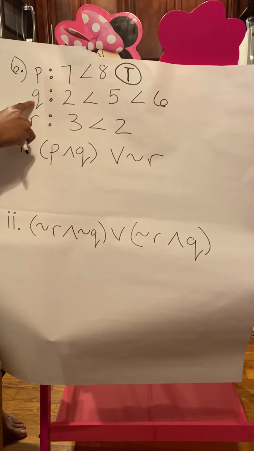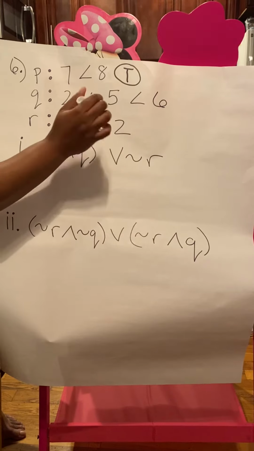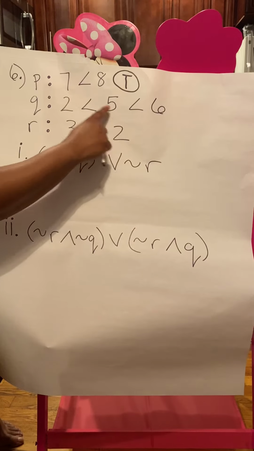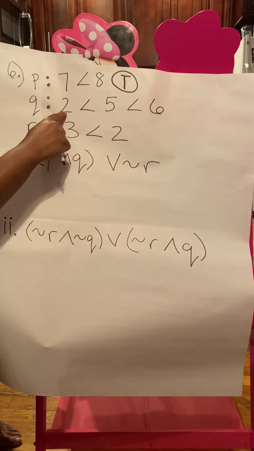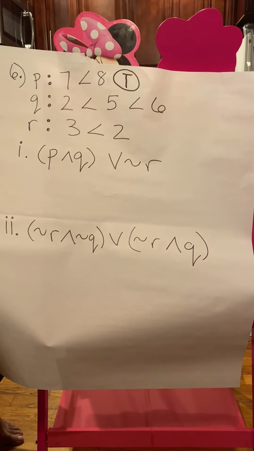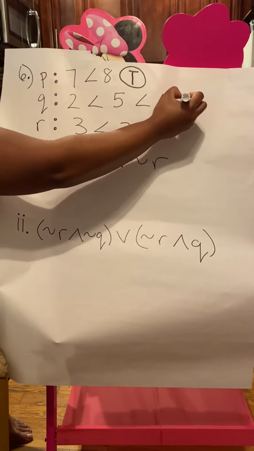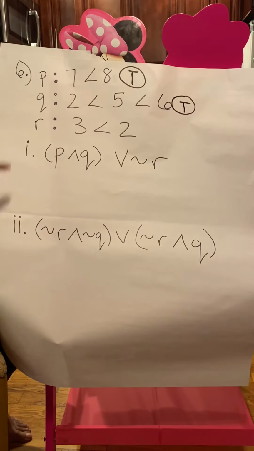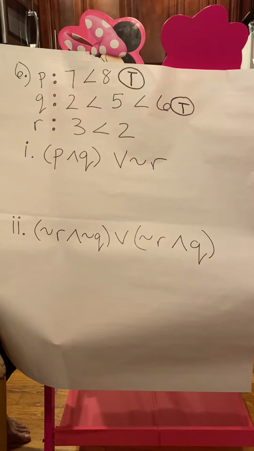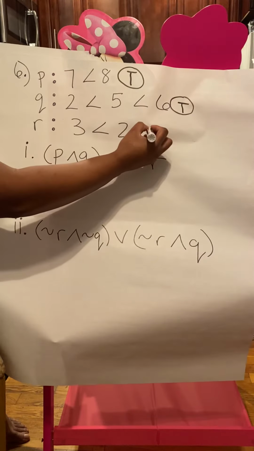Okay? Q says that whenever we have a double inequality, we always read from the middle number. So this says 5 is greater than 2 and 5 is less than 6. Knowing our number sense, we know that the proposition Q is true. Now R says that 3 is less than 2. We all know that 3 is not less than 2, so this proposition is false.